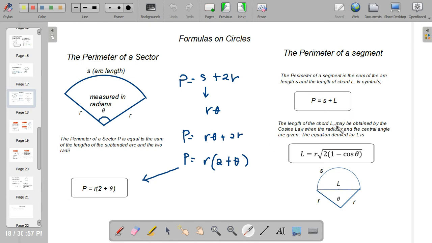Now, the length of the chord L may be obtained by the cosine law. When the radius R and the central angle are given, the equation derived is L equals R square root of 2 times 1 minus cosine theta. Okay, so that is how to get the chord, no?